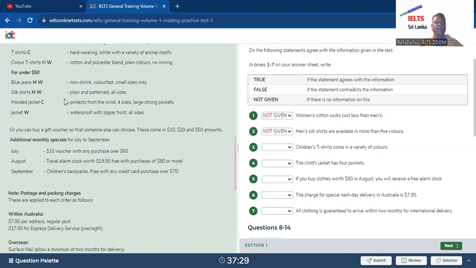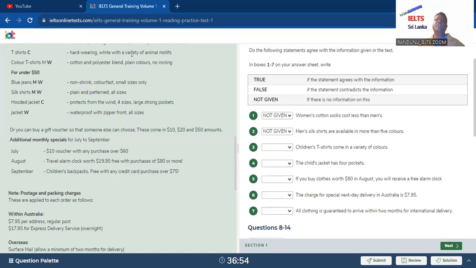Now here, when you come here, hard wearing, right? They can make it on hard material. White, with variety of animal motifs. There are different small pictures of animals. But the t-shirt is white. In the white t-shirt, you have some animal motifs, small ones. It isn't plain white, there are small animal motifs.